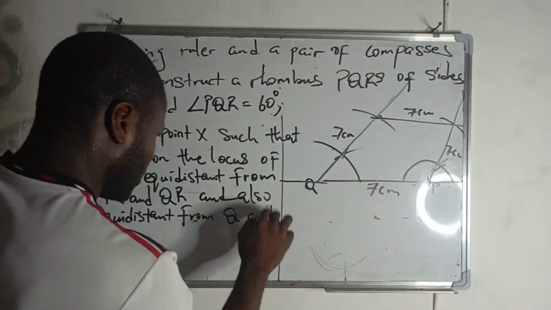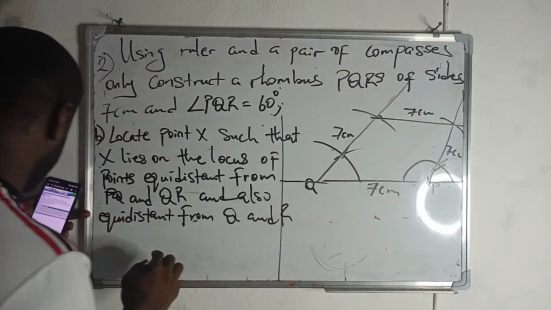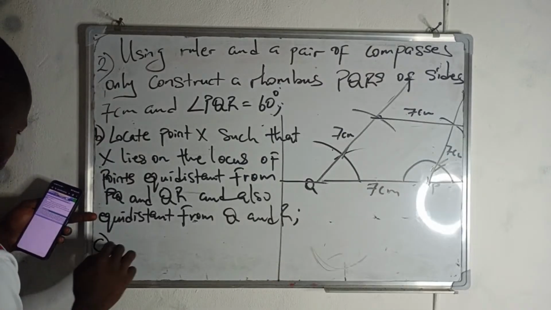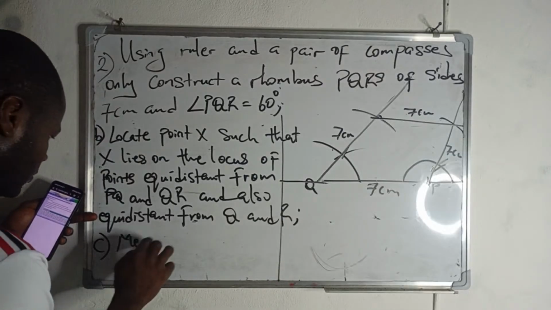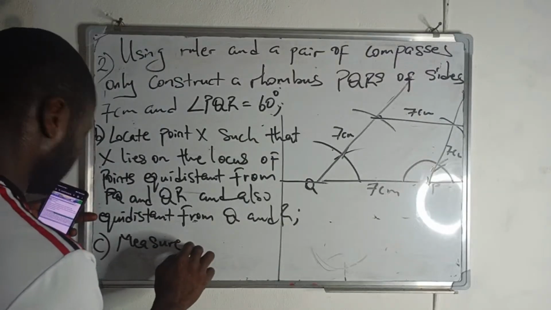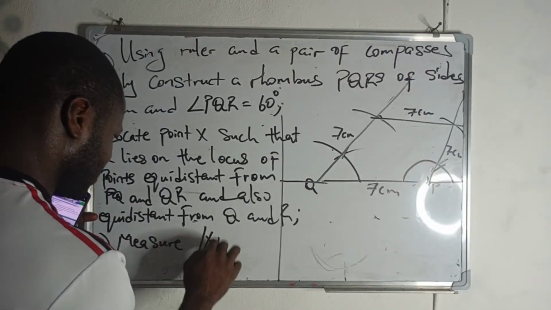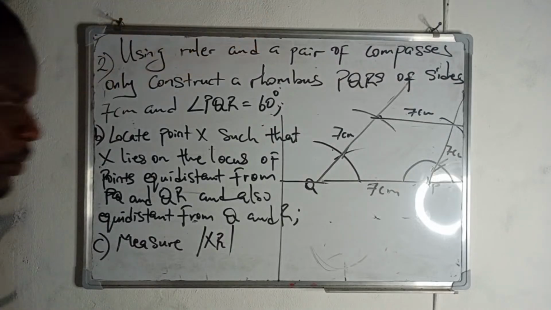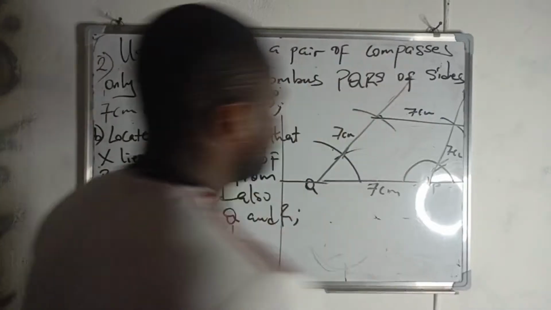Q and R. Then finally, we're expected to measure XR. We're expected to measure XR. Of course, now we're moving to space. That's the only thing.